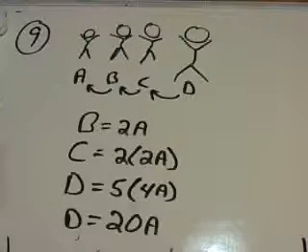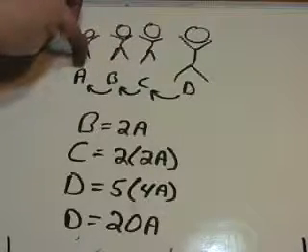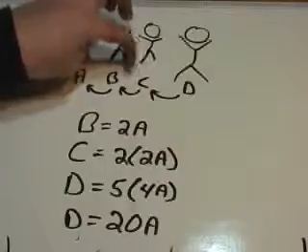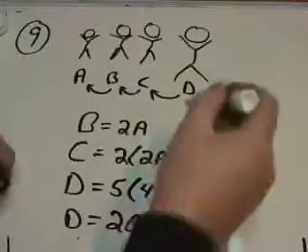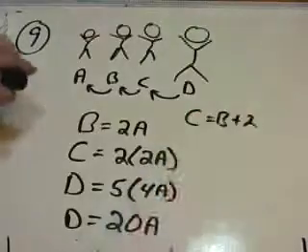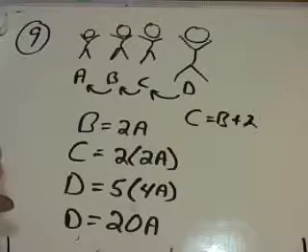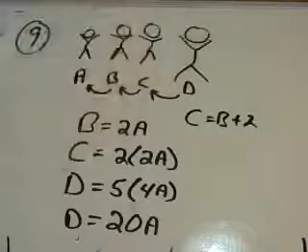If the question had said that B was 2 years older than A instead of 2 times, and C is 2 years older than B, so C is equal to B plus 2 more years, and D is 5 years older than C, then 9 years older would have been the comparison between A and D.